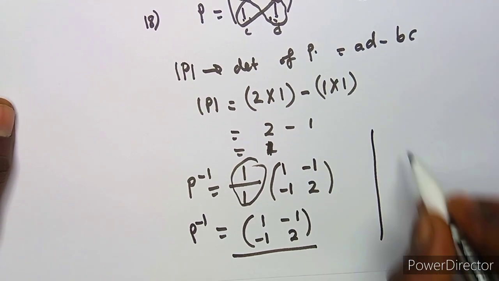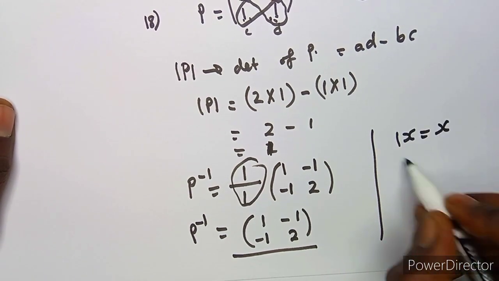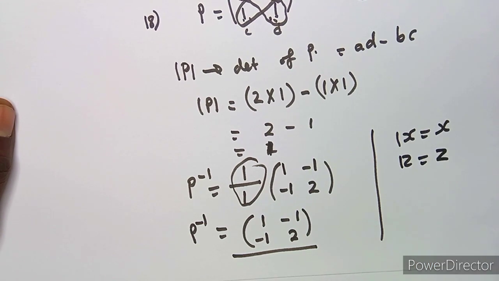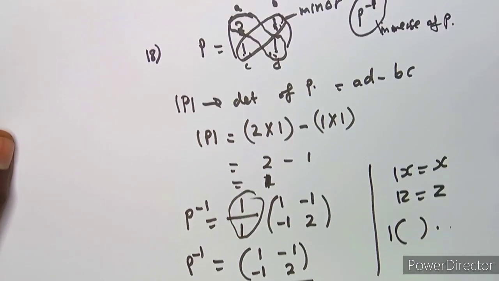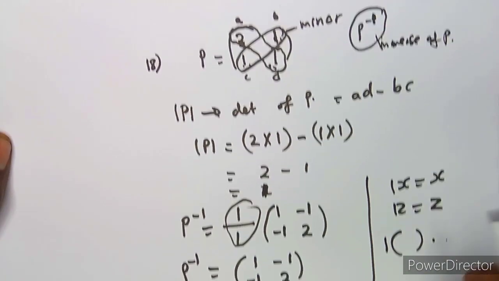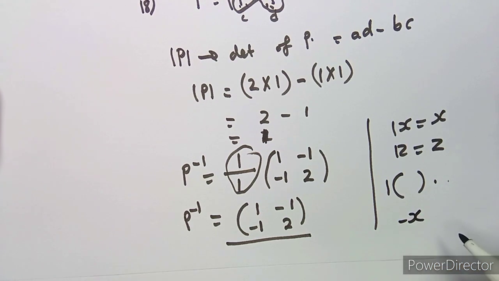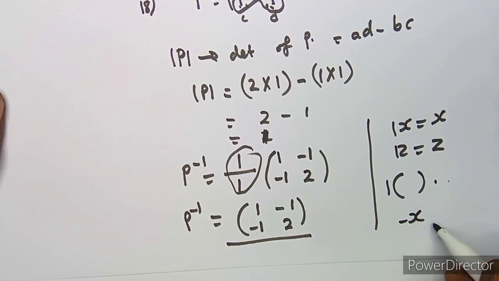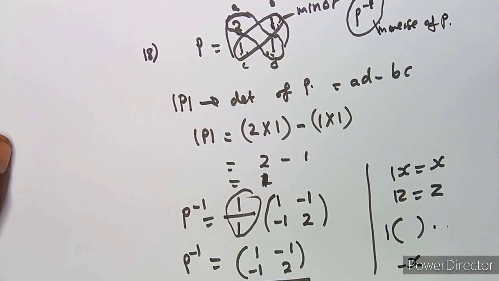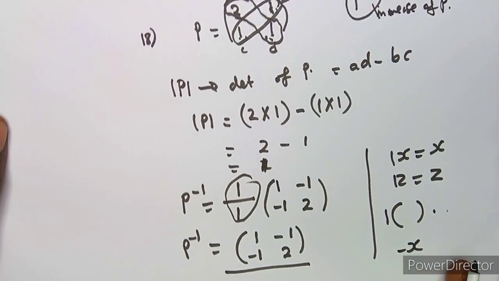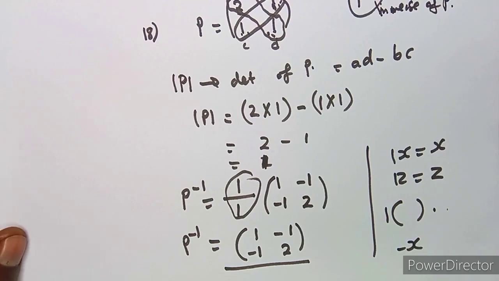Just like writing 1x is x, 1z is z. So 1 times a certain matrix is just writing that matrix without the 1. Now if it's minus 1x, we just write minus x. If it was a minus, we just put a minus. Don't write the 1, 1 is not necessary to write. So that's what we had on this particular question.